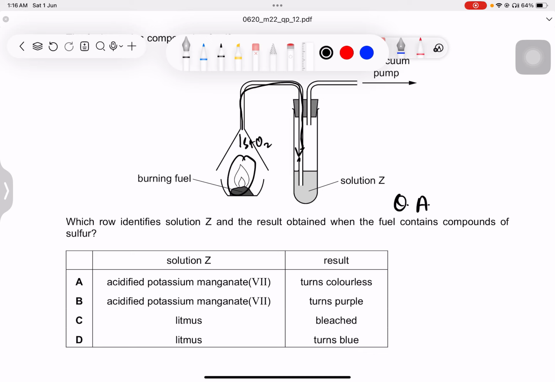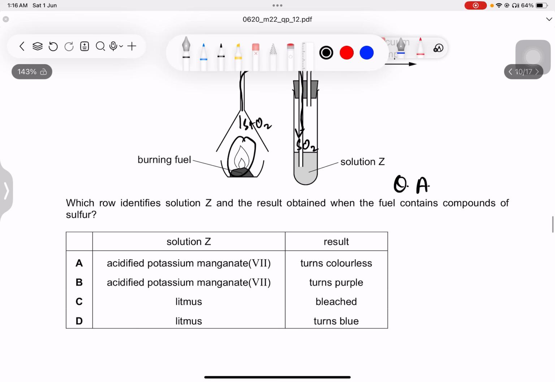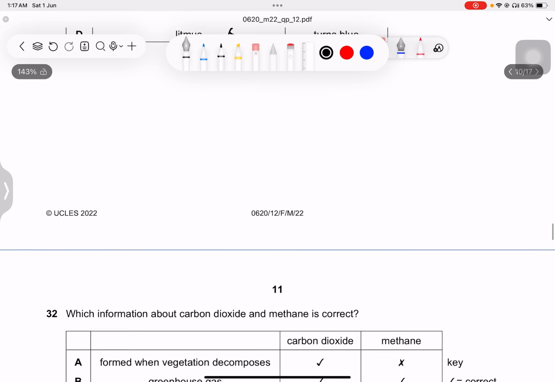So this will be sulfur dioxide over here. The test for sulfur dioxide is not litmus. It is acidified potassium manganate, and the test is it goes from purple to colorless. So option A is correct.